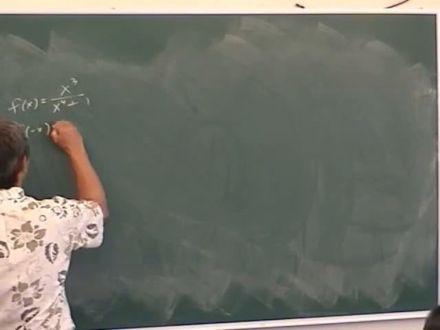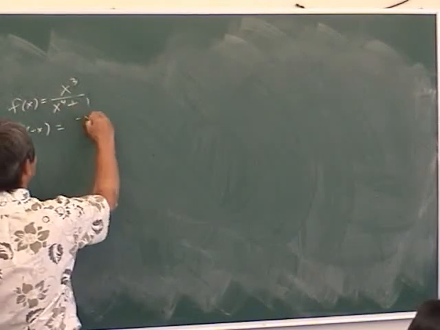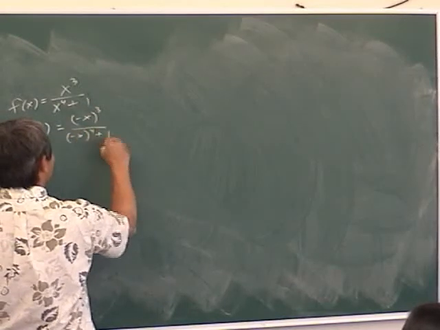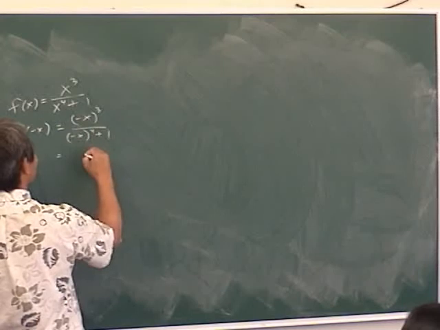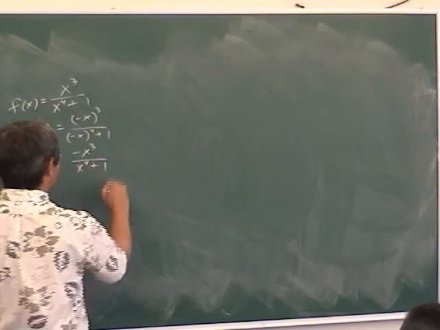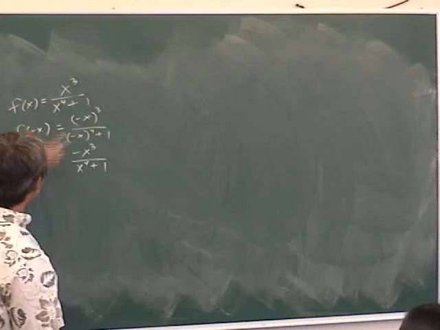But if you cannot, just do this. Plug in negative x for x. Wherever you see x, plug in negative x. And then simplify that. What is negative x quantity cubed? And then you ask yourself, is that the same as the original function?